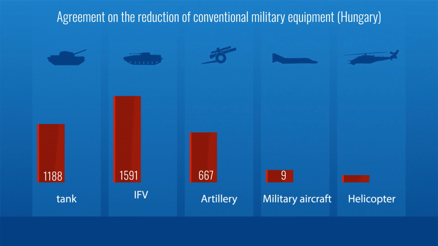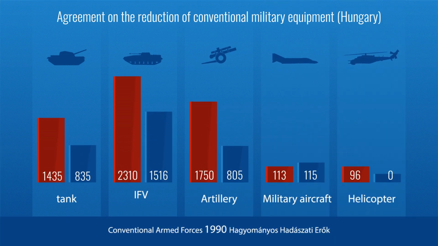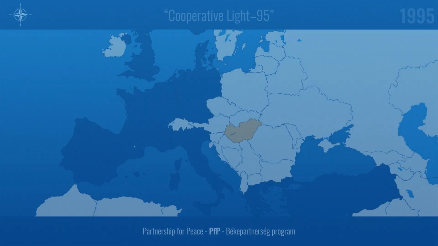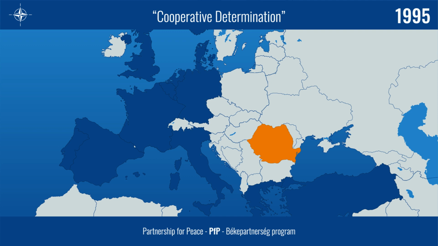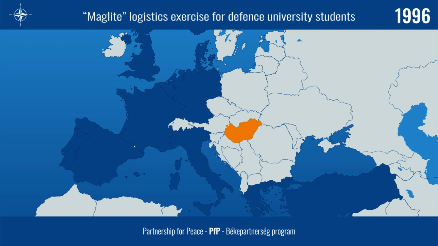The CFE Treaty was signed in Paris, which reduced the conventional armament of the Cold War forces. The preparation of cooperation between former foes was assisted through several maneuvers within the NATO Partnership for Peace program.